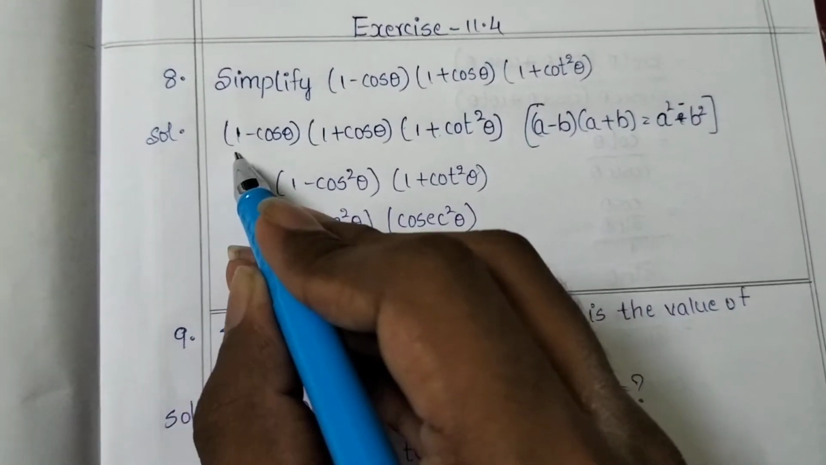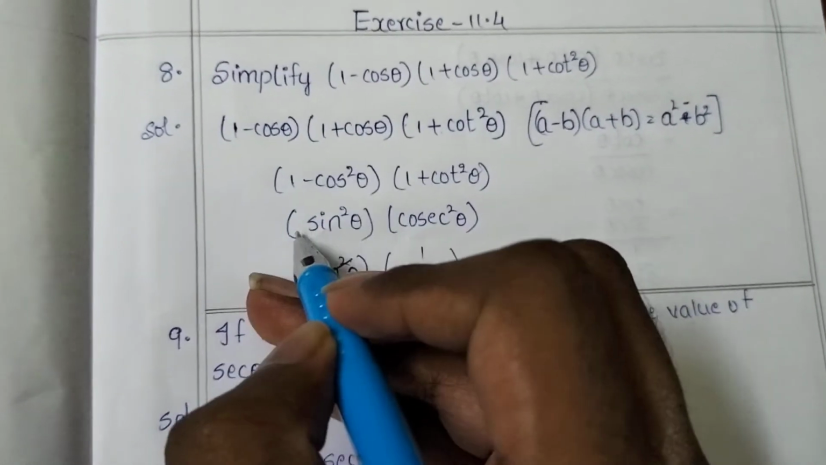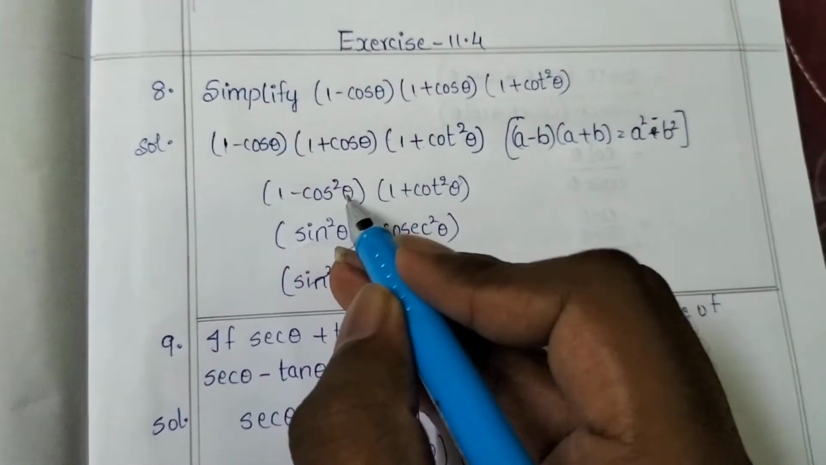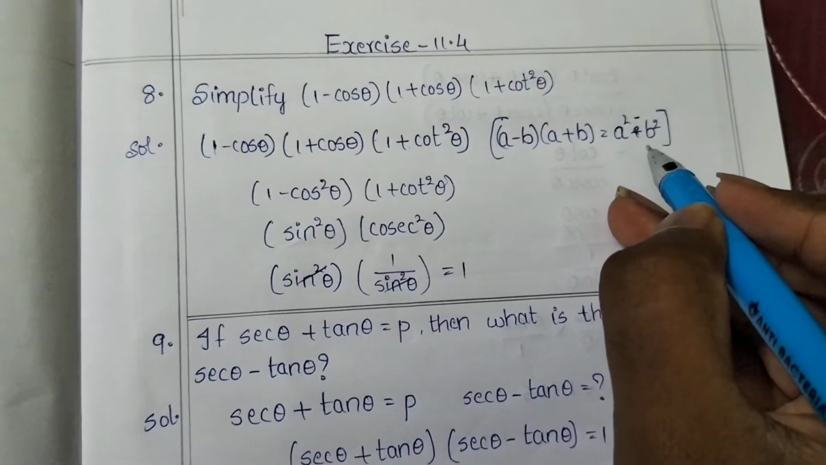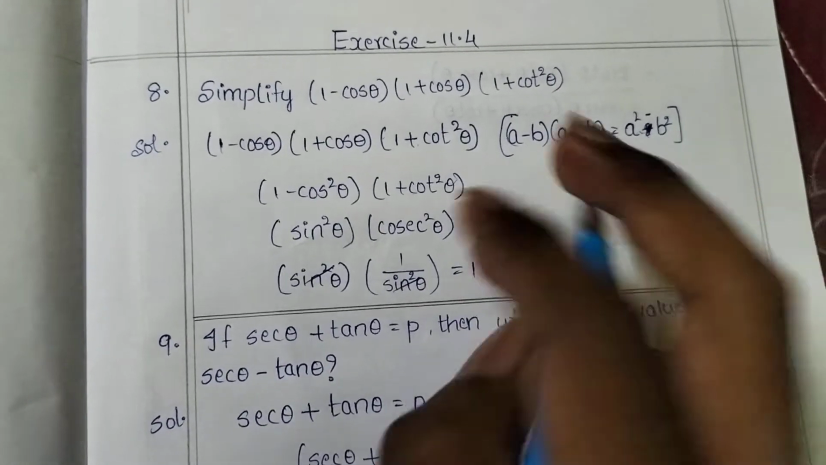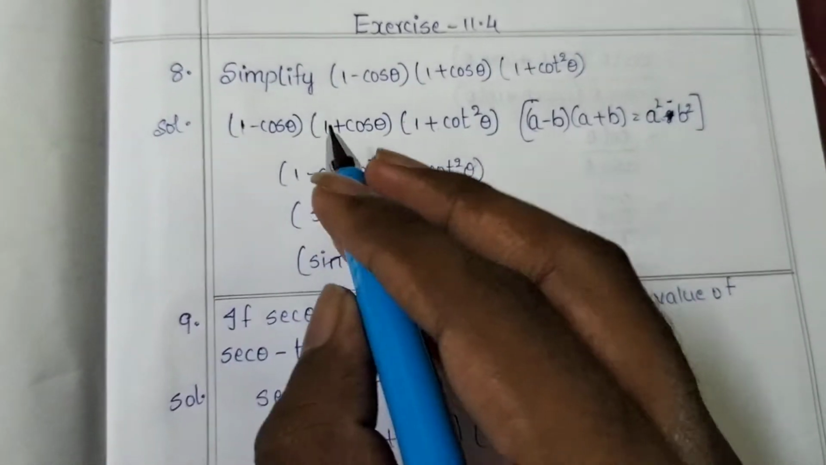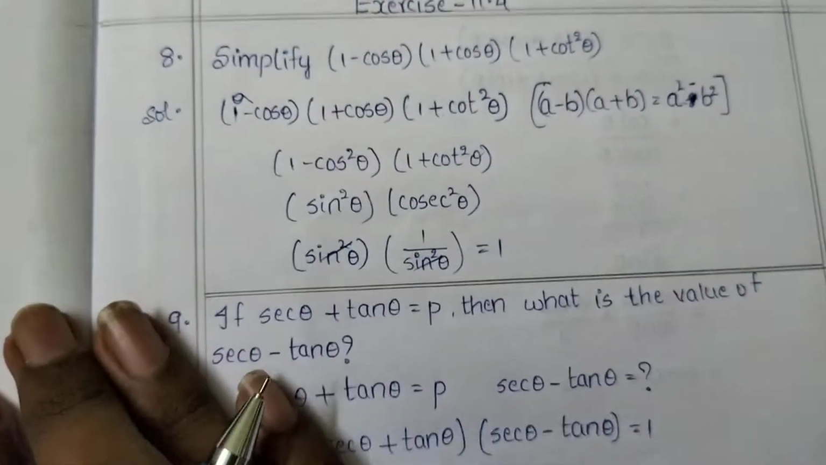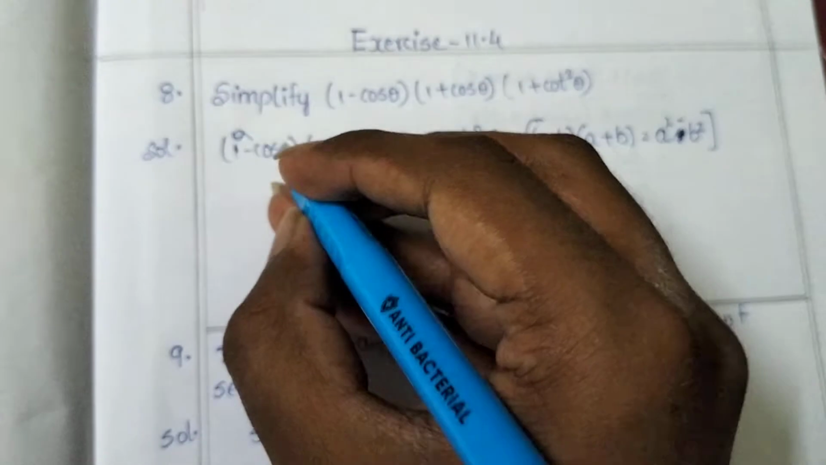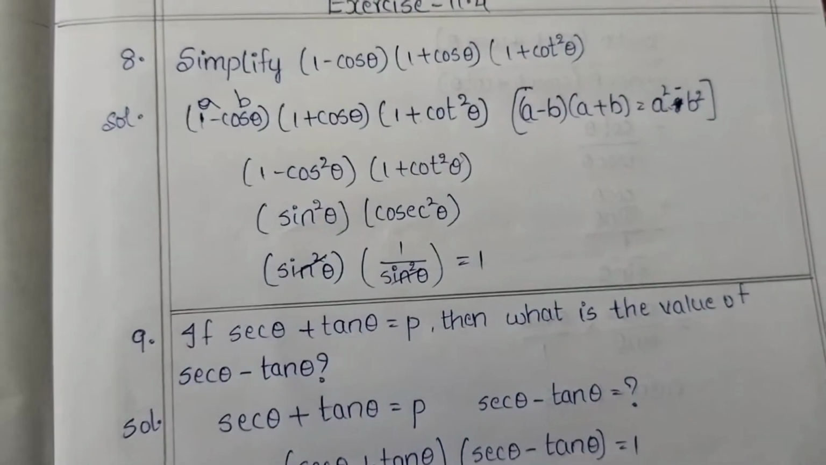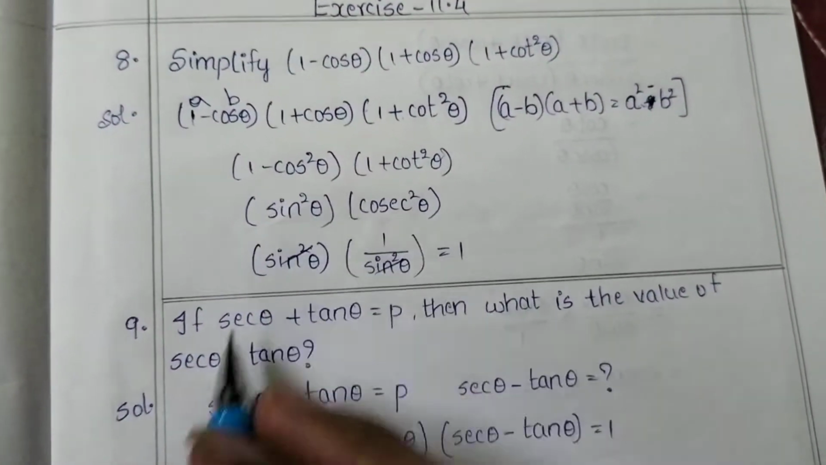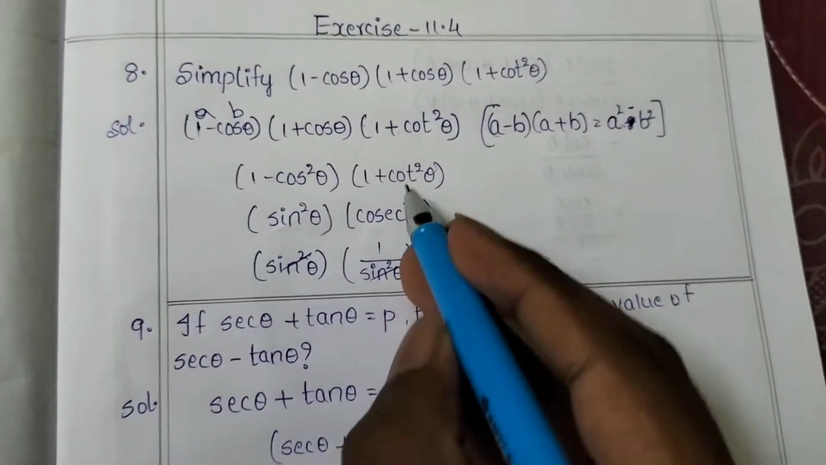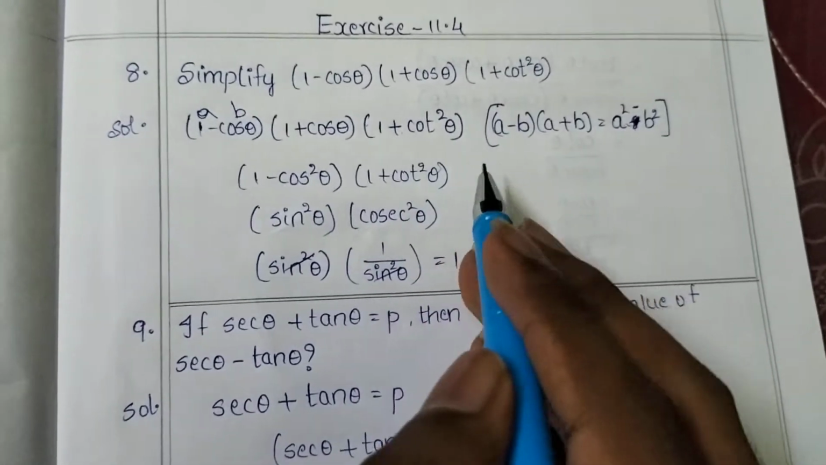If you observe here, (1 minus cos theta) into (1 plus cos theta) is looking in the form of (a minus b) into (a plus b). That is equal to a square minus b square. Here a is 1 and cos theta is taken as b. So 1 square minus cos square theta. 1 square means 1 only, no? That's why it becomes (1 minus cos square theta) into (1 plus cot square theta).